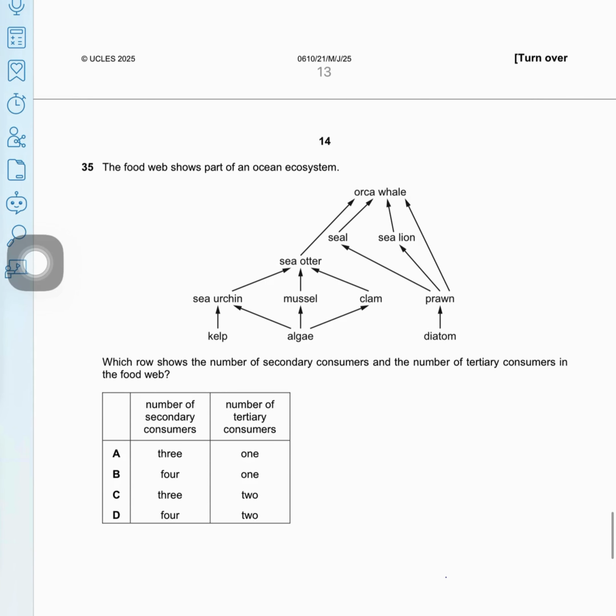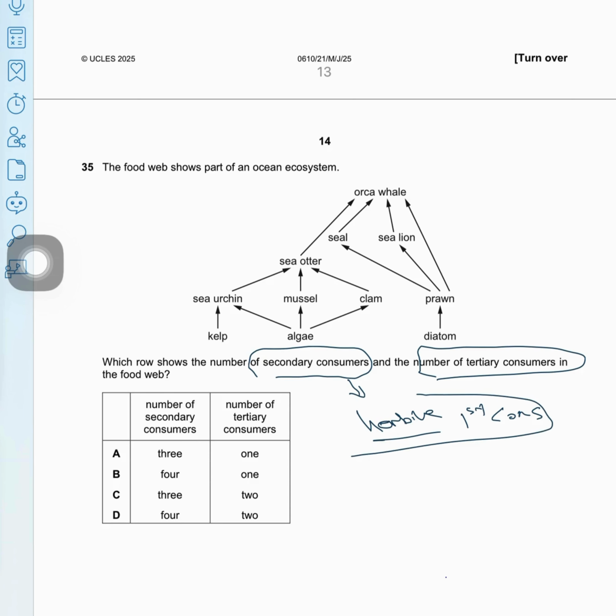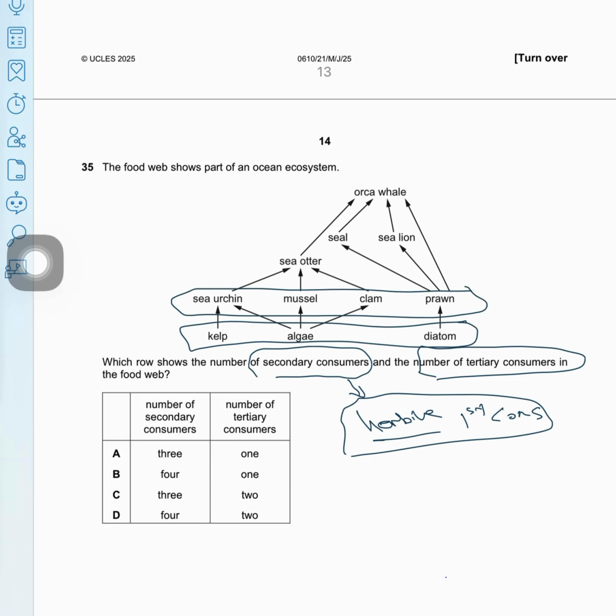35. The food web shows part of an ocean ecosystem. Which row shows the number of secondary consumers and the number of tertiary consumers? To answer this question, you have to know what they eat. A secondary consumer eats who? Eats the herbivorous organisms, which are the first consumers. So any organism that eats a herbivorous organism, which is the first consumer, we can count it. So these are the producers. These are the first consumers, which are herbivores. So each organism which eats one of these, we can count it as a secondary consumer.